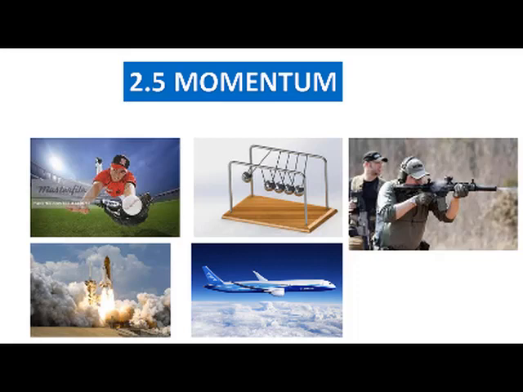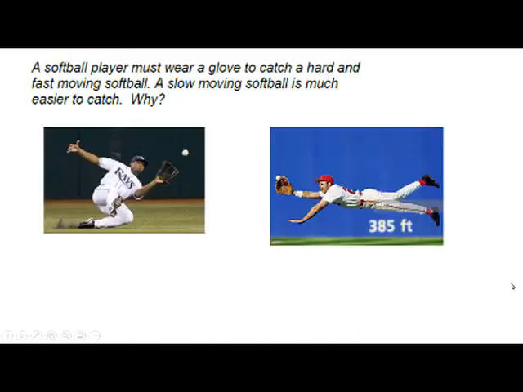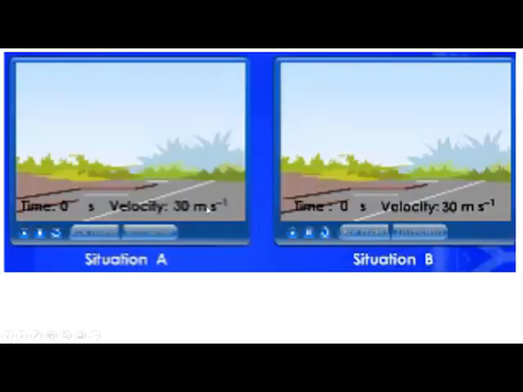Today we are going to learn about momentum. So what is momentum? A softball player must wear a glove to catch a hard and fast moving softball. A slow moving softball is much easier to catch. Why? Okay, so let's look at the video.